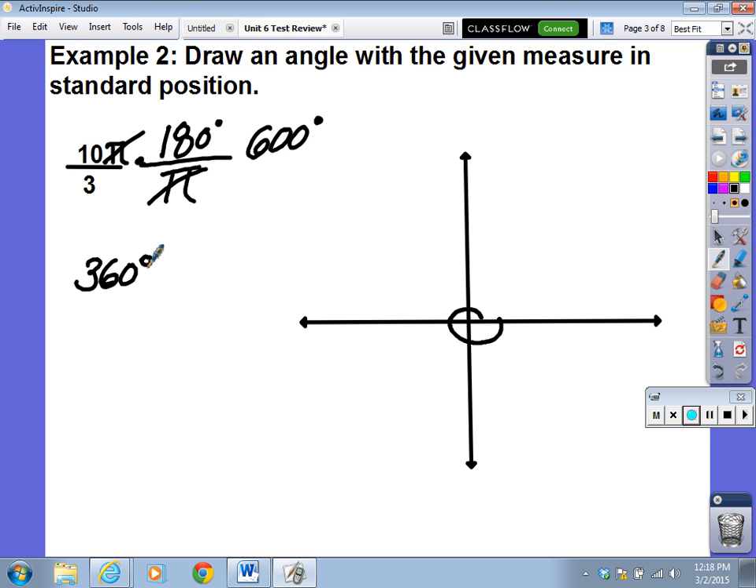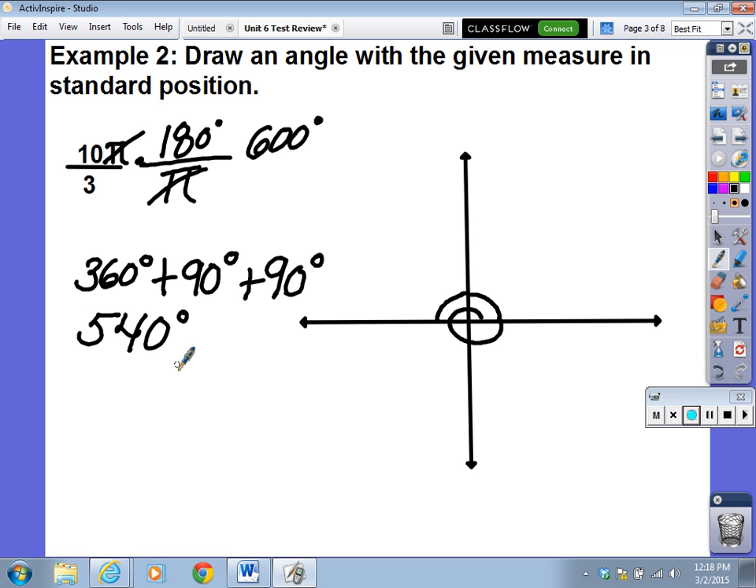Then I go in pieces. I'm going to add 90 more degrees. Now let's see where that puts us. Plus 90 degrees, and then I'm going to go 90 more degrees because we're not quite there yet. Plus 90 degrees, and at that point I'm at 540 degrees. I need to get to 600. So how many more degrees should we go to get to 600 degrees?